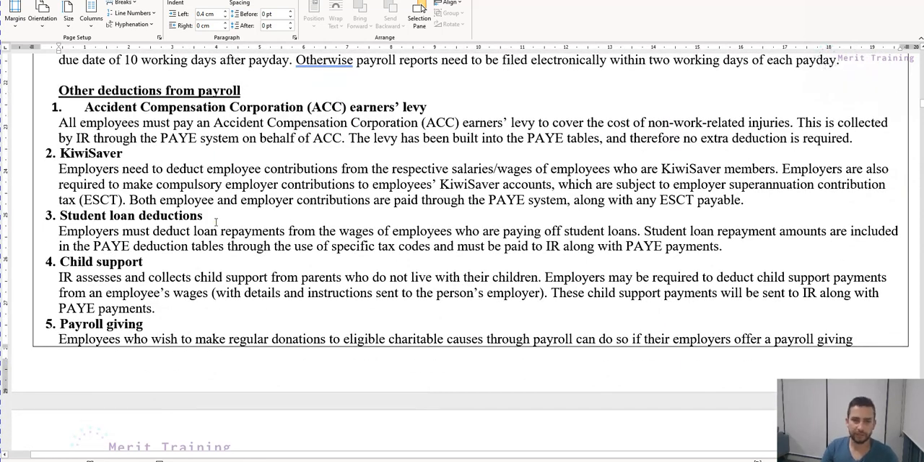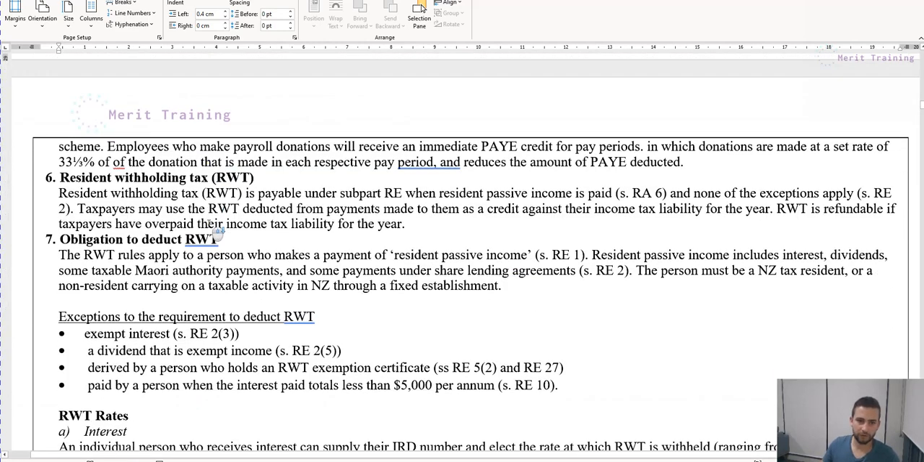So there are also other deductions from payroll, which are either withholdings or just amounts that have been subtracted for various reasons, whether that's a superannuation payment like KiwiSaver, whether that's a loan deduction to actually pay off your student loans, or child support, right? In either case, it's money that's been taken out of your gross salary, similar to PAYE, in order to pay off a certain thing. So let's go through each of them. We've got 7 in total.